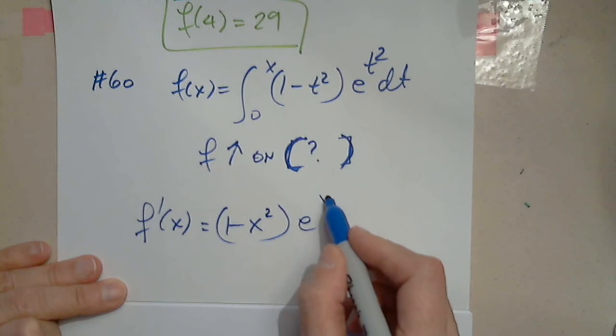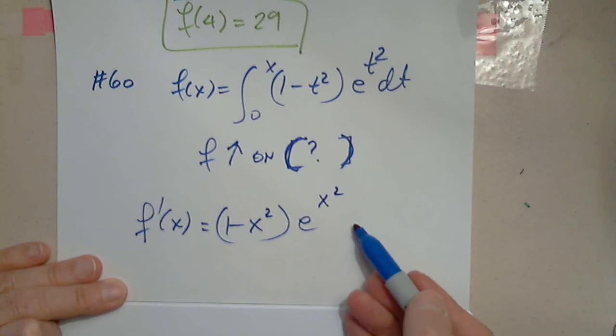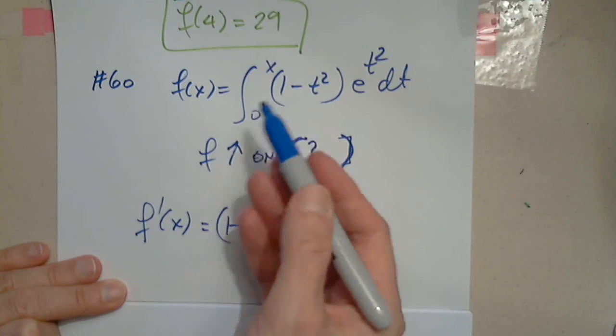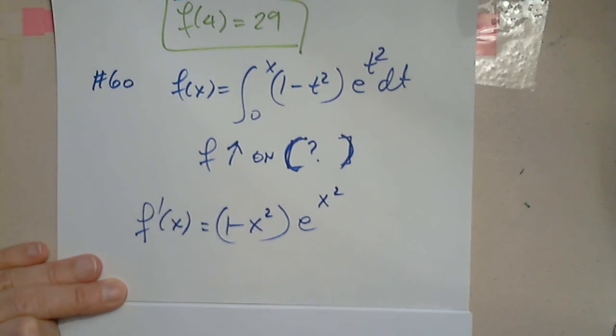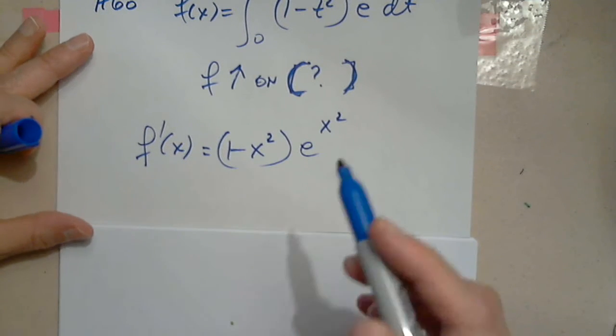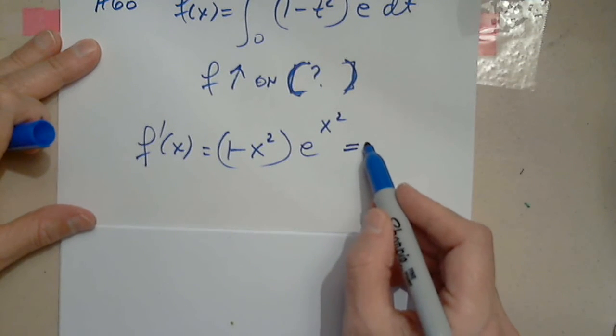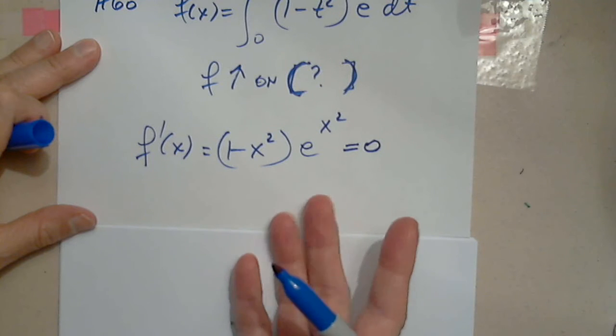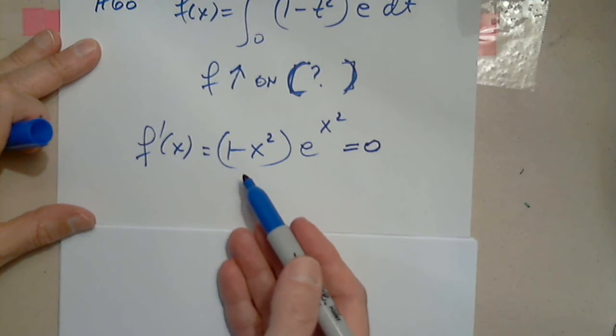e to the x squared, times x prime, but there is no need because x prime is 1. So this is the derivative. I have to set it equal to 0 because it's always defined. This is always defined.